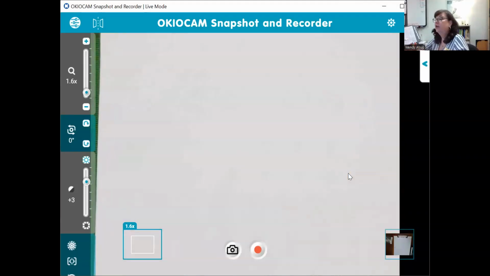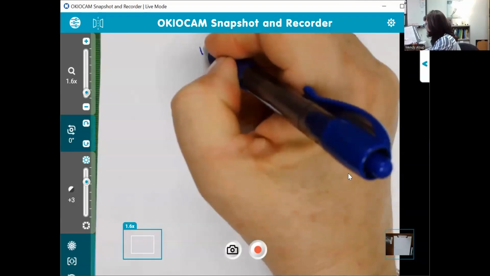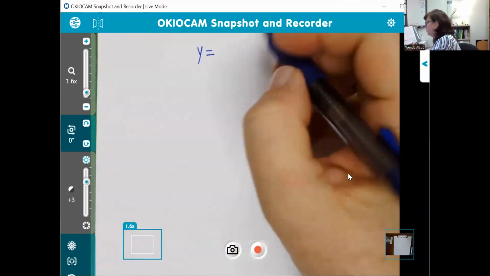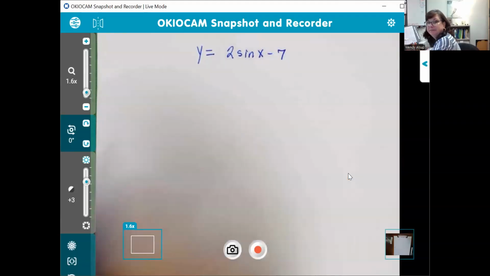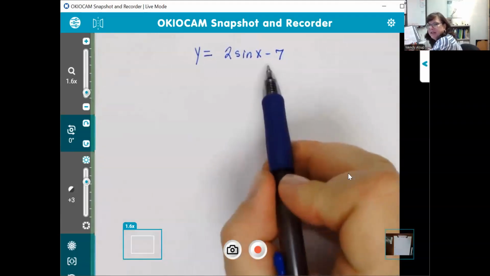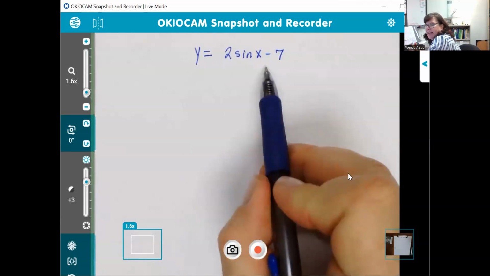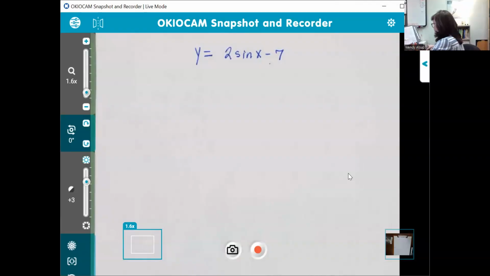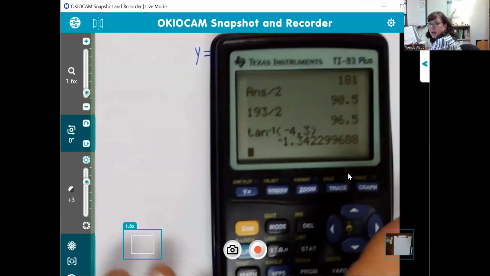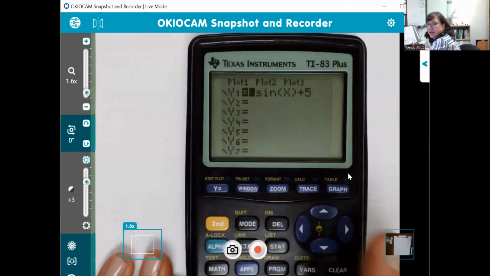All right, we are starting with y equals 2 sine x minus 7. Let's think about this one right here. What is the range of this one? We knew what the domain was, but we don't know what the range here is. Well, let's just graph it. That's a really helpful way.